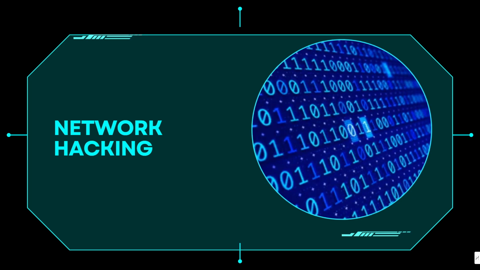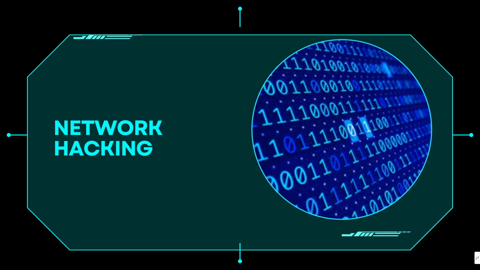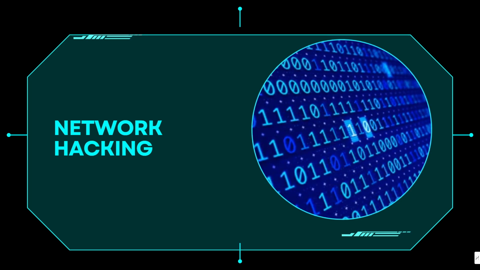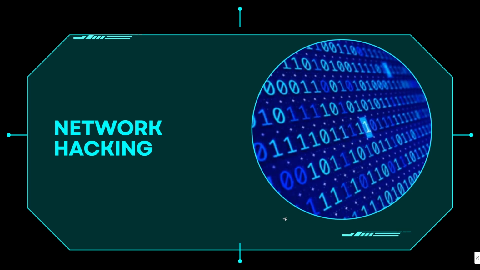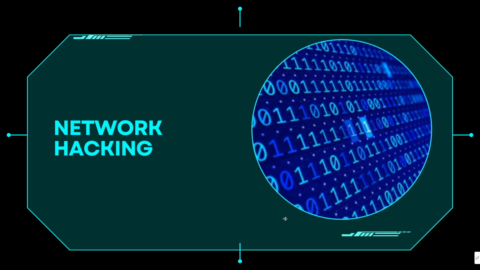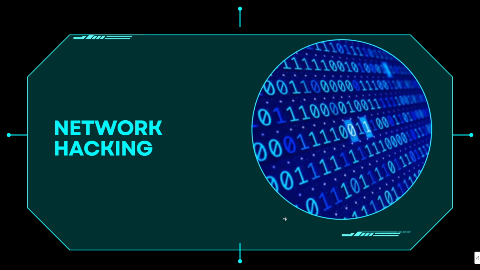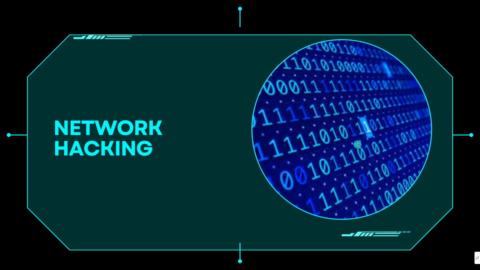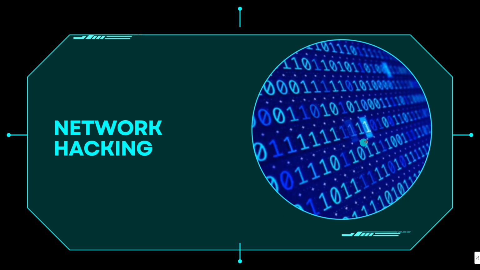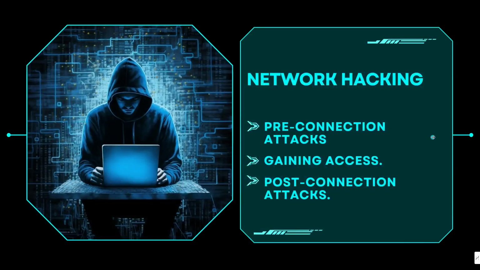Whether it's a personal computer, a server, a company's internal system, or even just a website, they all communicate through a network. Understanding how networks work and how devices within this network communicate is absolutely essential before we move on to the other aspects of hacking. This section will be divided into three main subsections: pre-connection attacks, gaining access, and post-connection attacks.